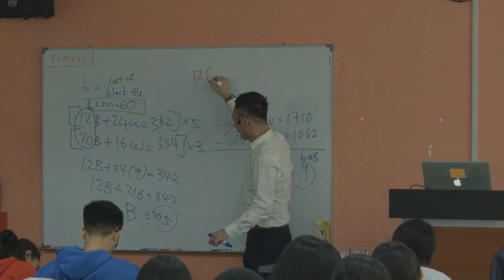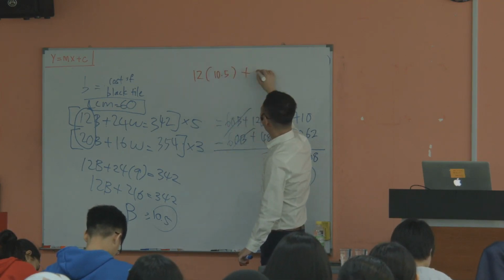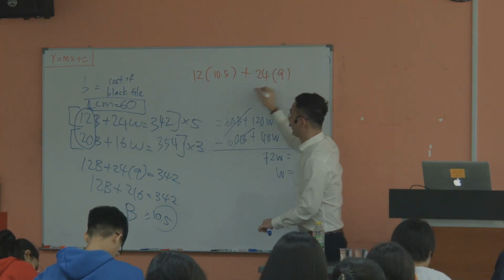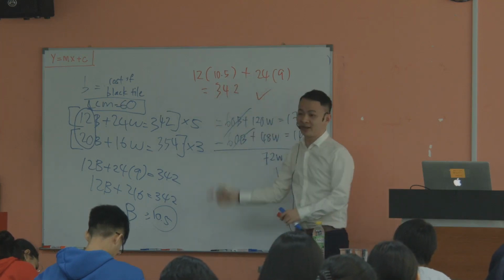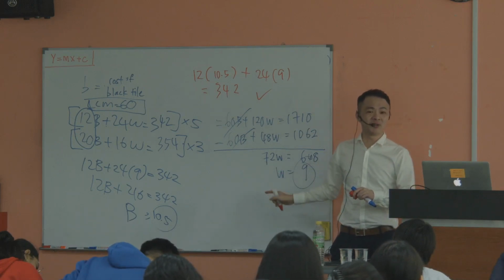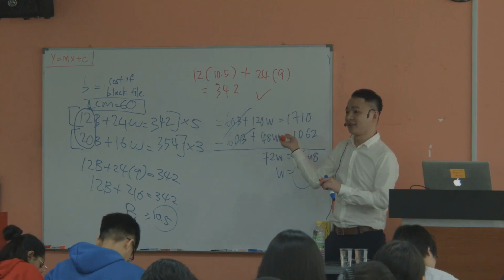12, my black tile will be 10.5. 10.5 plus 24, white tile will be 9. And then I check my answer. If my answer is 342, that means my answer is correct. So after you got the answer, make sure you always substitute back into your original equation to see whether your answer is correct or not. Okay?